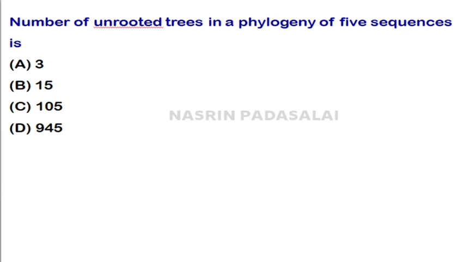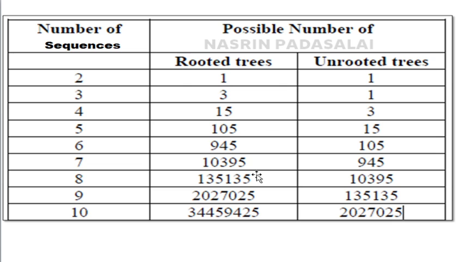Next question is, they ask us to find the number of unrooted trees in a phylogeny of 5 sequences. So first you should know whether they are asking the number of rooted trees or unrooted trees, and next thing how many sequences. Okay. So this is a simple thing, so you can remember this particular thing. Anyway, I am going to teach you a formula also. So this is the number of sequences; based on the number of sequences, a possible number of rooted trees and unrooted trees. Since in this question they have asked for the number of sequences 5 and they are asking for unrooted trees, the correct option answer is 50.